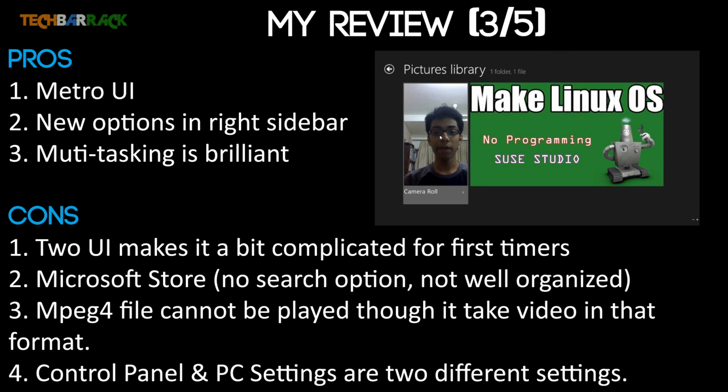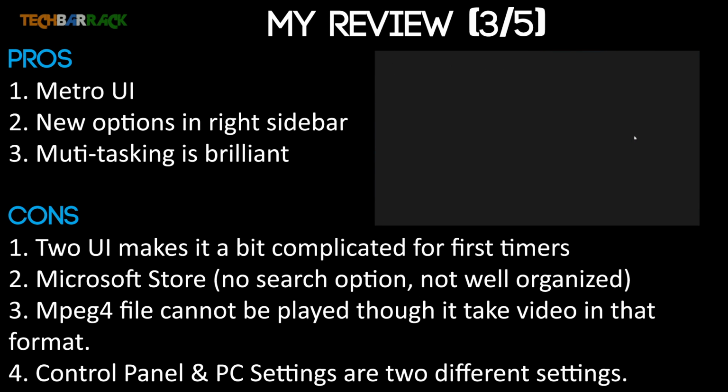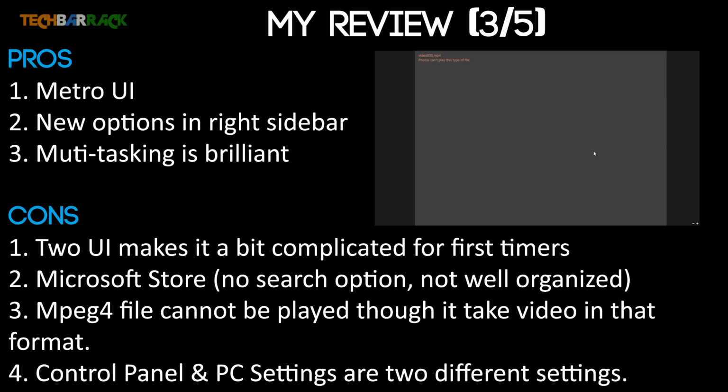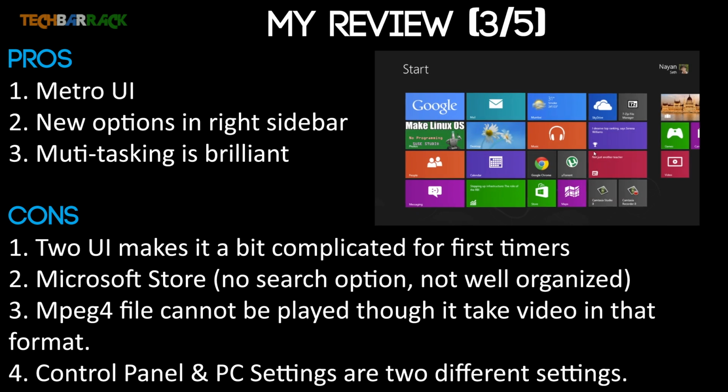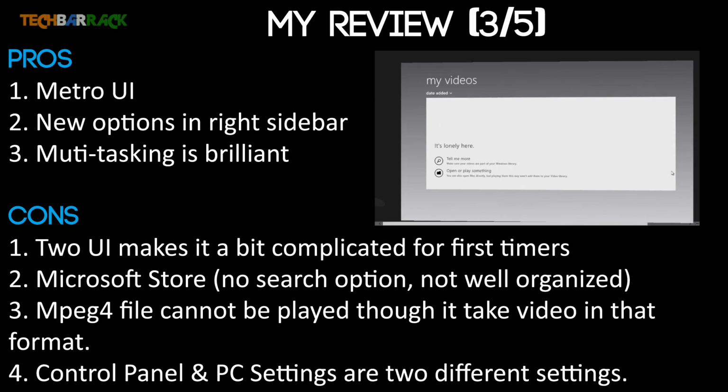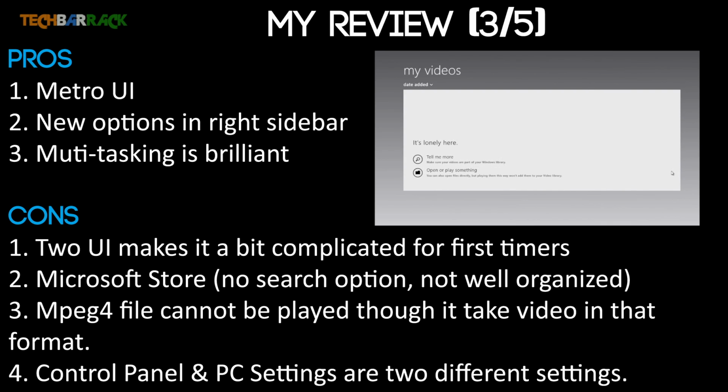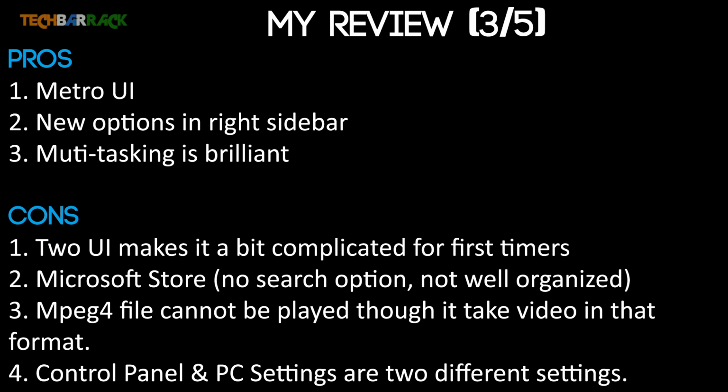Now the third problem is that Windows 8 cannot play the MPEG-4 file format, and that's really annoying, basically because the camera application shoots video in MPEG-4 format, and none of the applications that come inbuilt in Windows 8 support this particular format. So that's really bad. Now the fourth problem is the two settings in Windows 8, that is the Control Panel and PC settings. I don't understand why Microsoft has added two settings instead of one. According to me, there should have been only one particular settings application where I can browse all my settings of Windows 8.